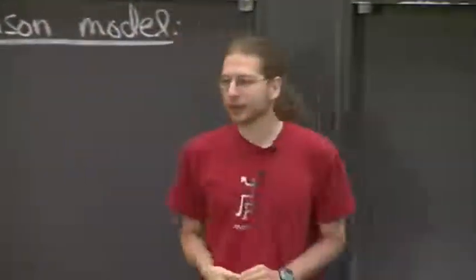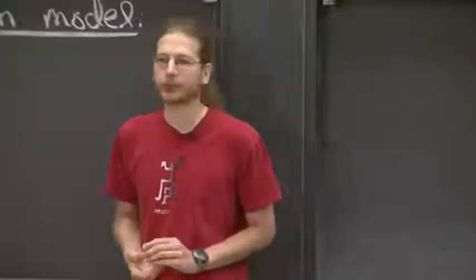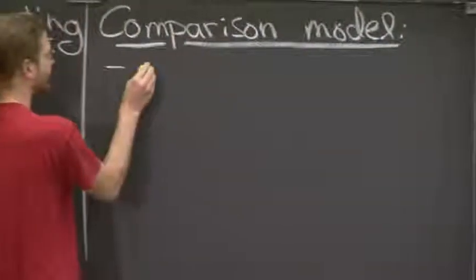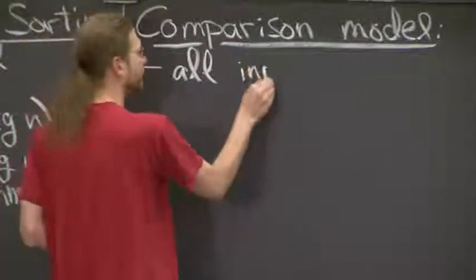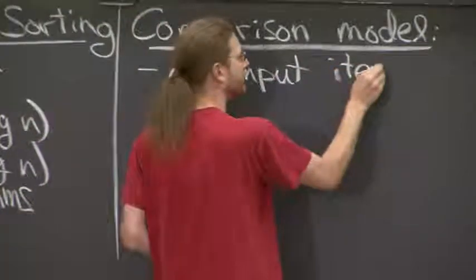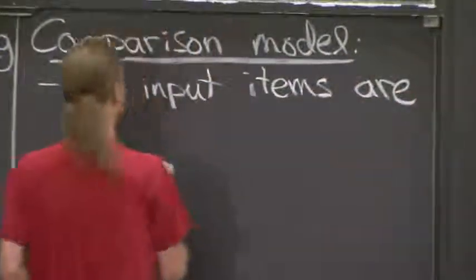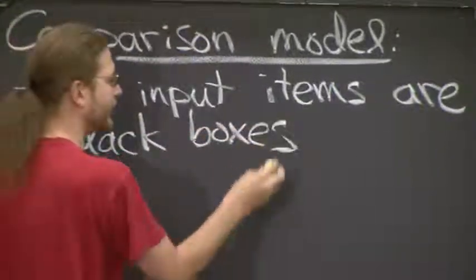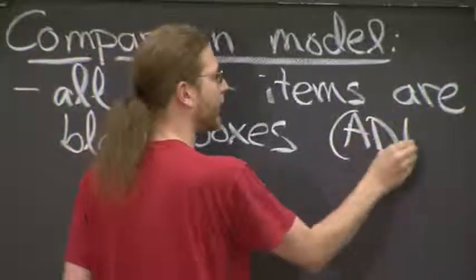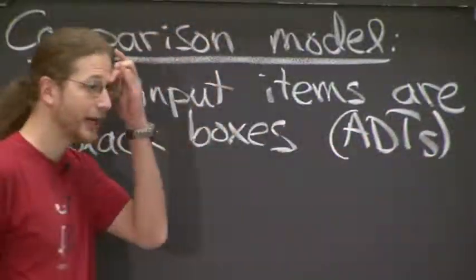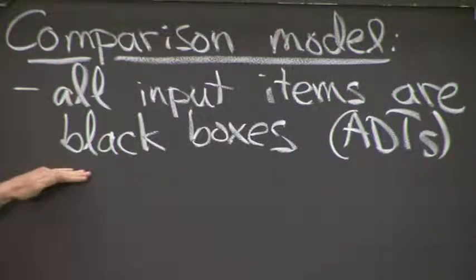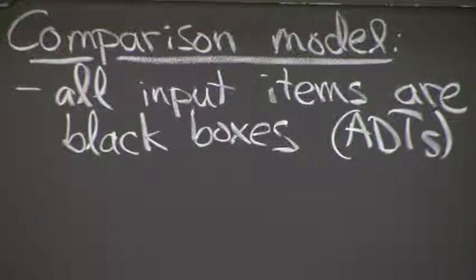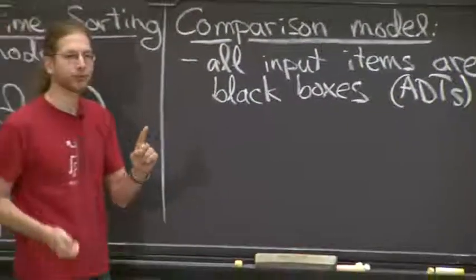So the idea in the comparison model is to restrict what kind of operations we can do to be comparisons. It's very straightforward. All input items are black boxes, you could say, in that you don't really know what they are. And a formal notion of black boxes is something we talked about last class at the end, abstract data type. So it's a data structure, if you will. Every item that you're given is a data structure. You want to sort them. And the data structure supports a single operation, which is compare to another one.